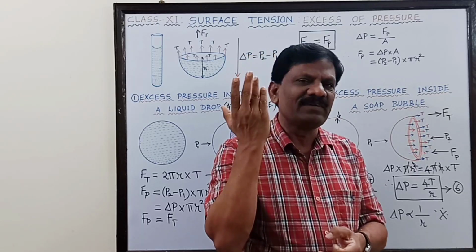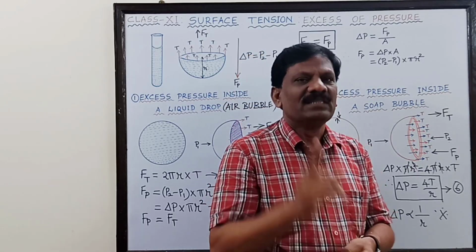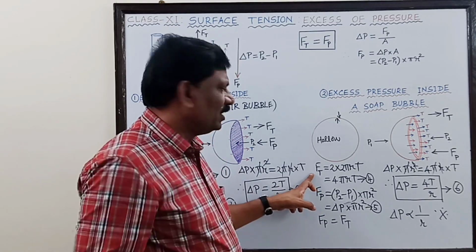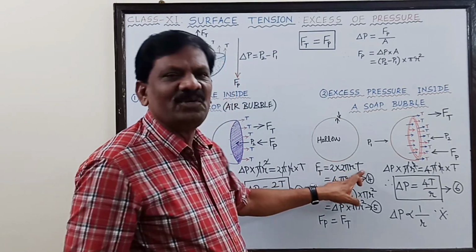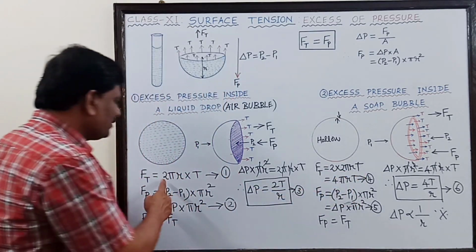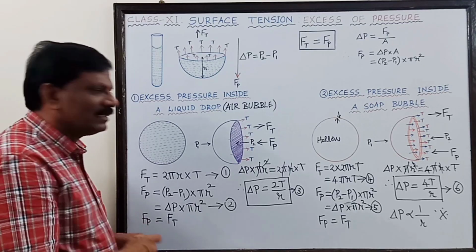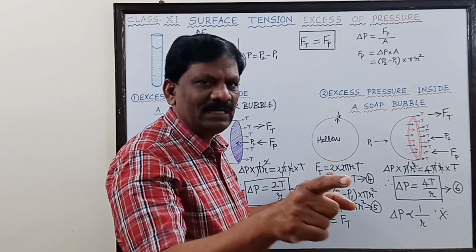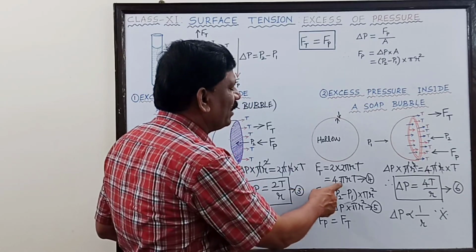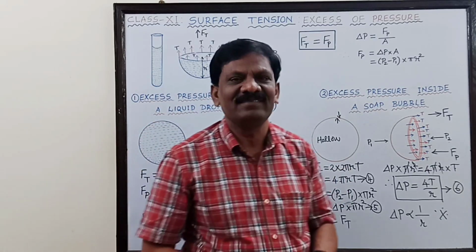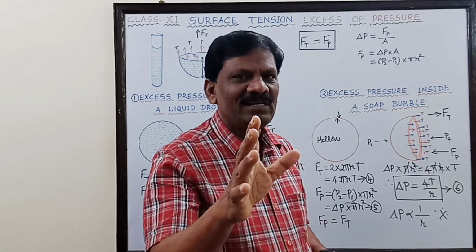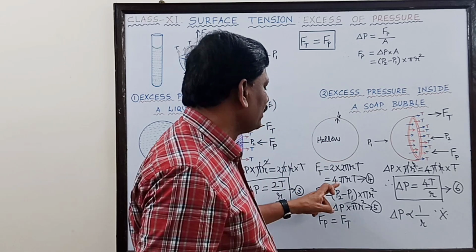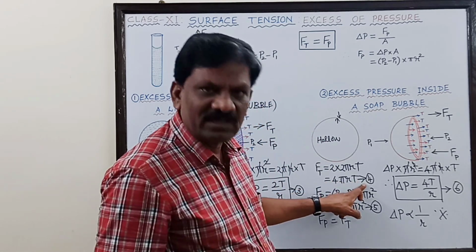respectively the outer surface and the inner surface, the total force due to surface tension must be 2 into 2 pi r into t. For one surface we wrote 2 pi r into t here. Therefore for two surfaces it must be 2 times 2 pi r into t. So Ft must be equal to what? 4 pi r into t. This is the only additional point compared to the previous case. So Ft is equal to 4 pi r into t, which is equation 4.